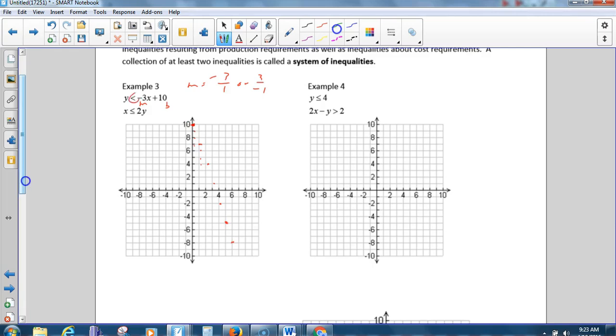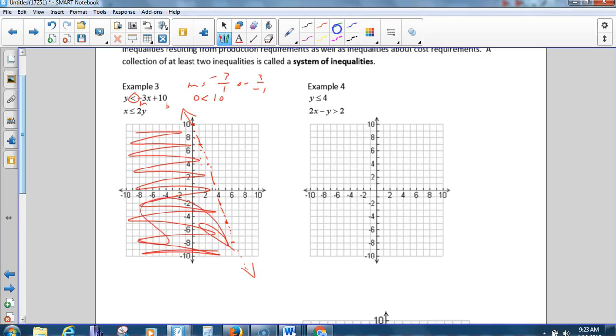Once again, pay attention to your symbol. So I'm going to use a dotted line, like so. And now I'm going to test. I'm going to plug in 0, 0, because it doesn't go through the origin. So 0 is less than, I'm just going to do the cover-up method. 0 makes the negative 3 disappear, and I get this statement: 0 is less than 10. Is that true? You betcha. So I'm going to shade all this region right here.